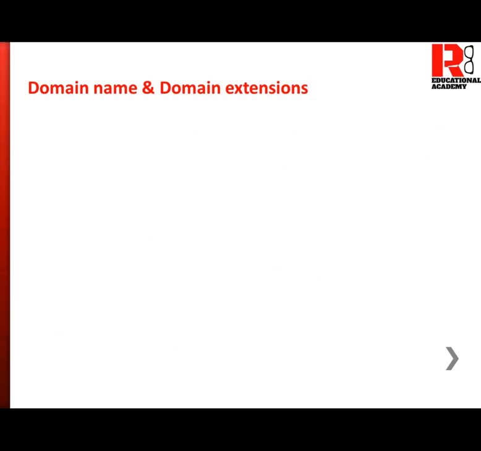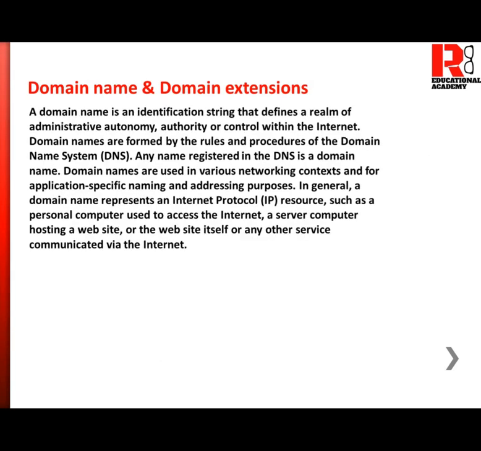Now talking about domain name and domain extensions. A domain name is an identification string that defines a realm of administrative autonomy, authority, or control within the internet. Domain names are formed by the rules and procedures of the domain name system, which is also known as DNS. Any name registered in the DNS is a domain name.